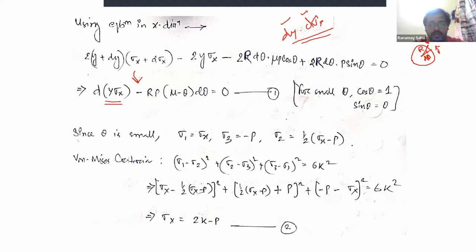Now we just consider that for small theta, the cos theta becomes 1 and sin theta becomes 0. So that way your cos theta and sin theta components will go away from this expression, right? So this would become your final expression, and then you just assume, as you have already assumed theta to be much smaller, we can consider sigma 1, your first principal stress, to be equal to the stress in the x direction, which is sigma x.